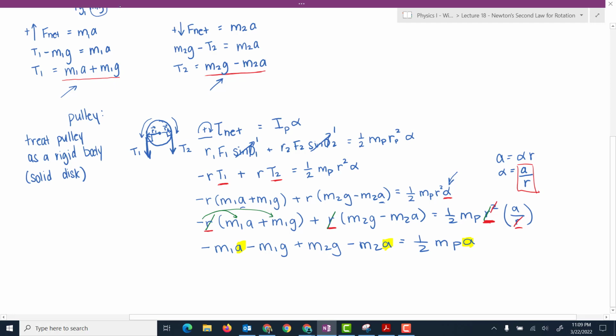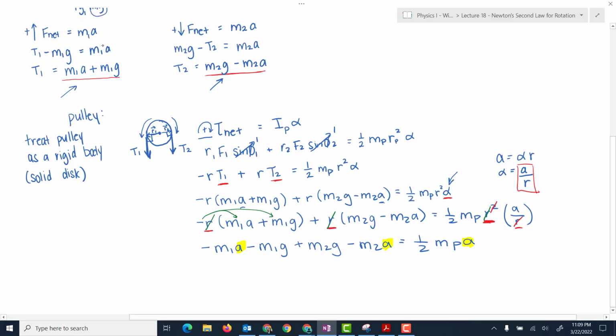So what I want to do is bring everything that has a onto one side of the equation, anything that doesn't have any a's in it to the other side of the equation. So let's do that. My terms that have a's on the left side are negative, so I'll bring them to the right side. So on the right side I have 1/2 mass of the pulley times a. Then I'll bring this term over to the other side, making it positive m1a. Then I'll bring this term to the right side as well, making that also positive m2a.